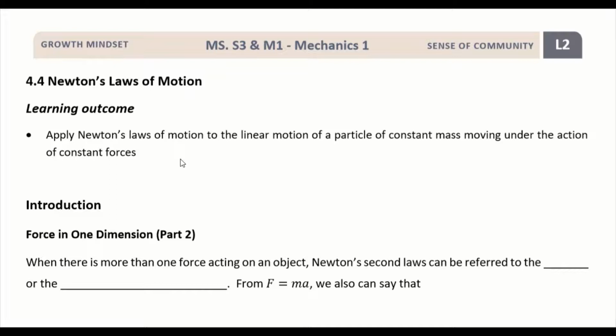Hi everyone, so this is the second lesson for topic 4.4 Newton's laws of motion. We are going to continue the learning outcome from the previous lesson, which is how to apply Newton's law of motion to the linear motion for a particle which has a constant mass and is also acted on by a certain constant force. We are going to continue the part where we discuss force in one dimension, but in a different situation. So let's start with the lesson.